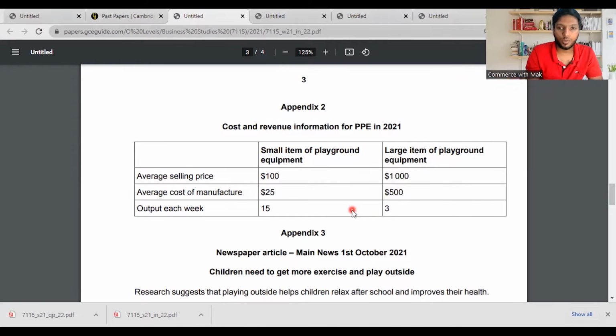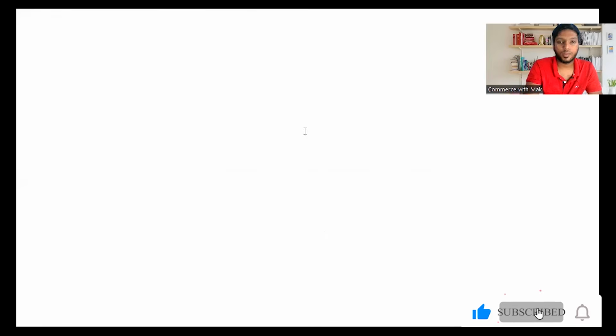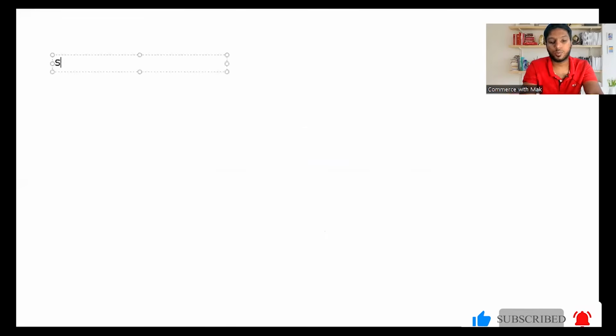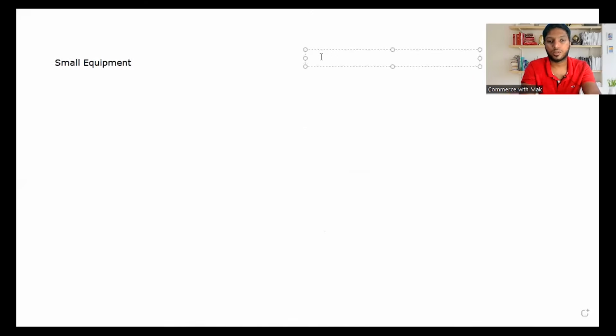Now I'm going to take these two pieces of information and construct a profit statement. So I'm going to use my whiteboard to do these two statements. So let's start doing it, guys. I'm going to write here small equipment, and here large equipment, two topics to make it easy for me to understand and for you to understand. Small equipment for retailers, large equipment to the government. So I'm going to calculate the amount of profit the business is making in small equipment and in large equipment.